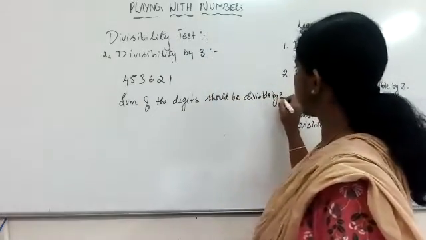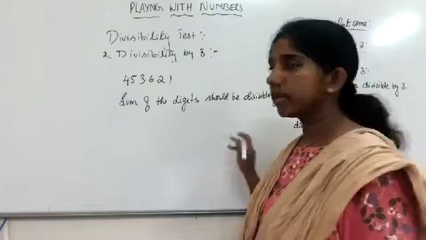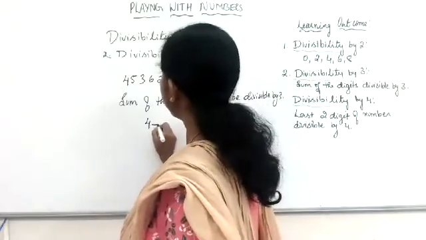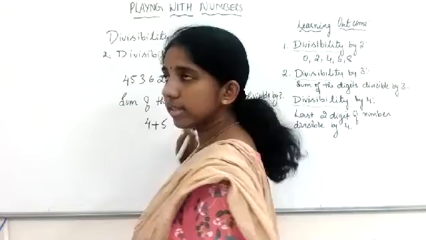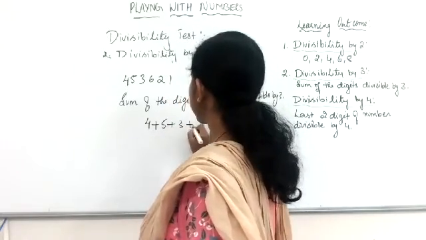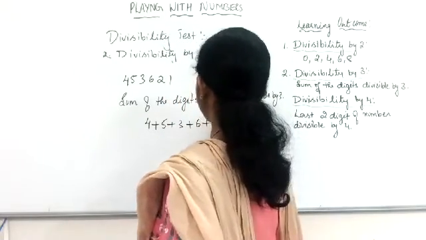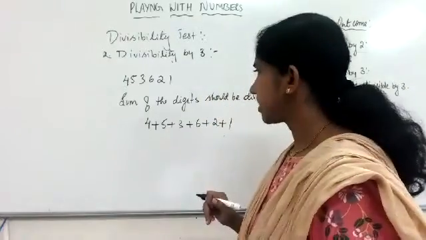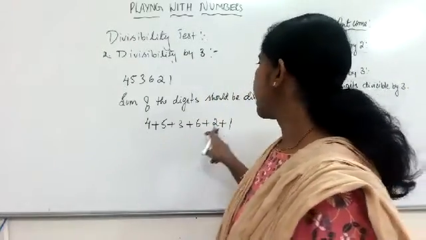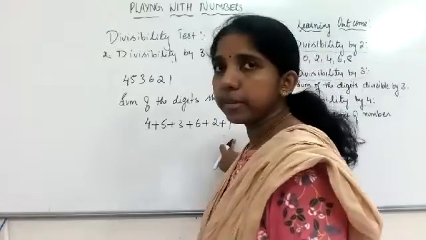For divisibility by 3, the sum of the digits should be divisible by 3. Then the number is divisible by 3. So let us check whether this number is divisible by 3. 4 plus 5 plus 3 plus 6 plus 2 plus 1. 4 plus 5 is 9, 9 plus 3 is 12, 12 plus 6 is 18, 18 plus 2 is 20, 20 plus 1 is 21.